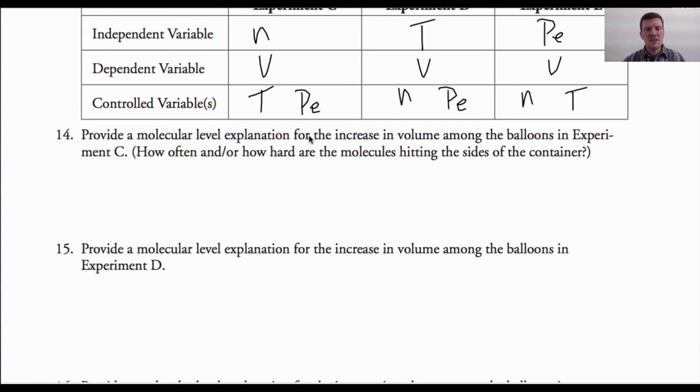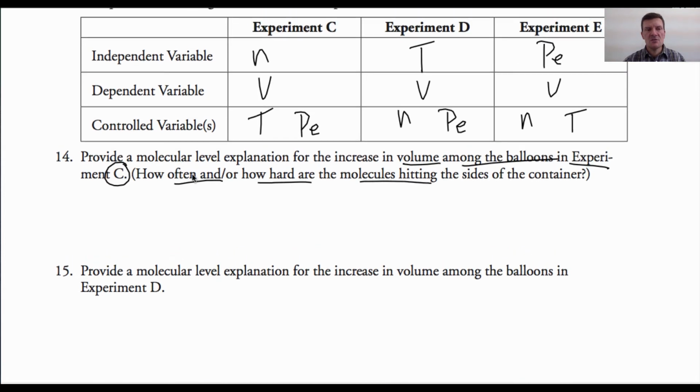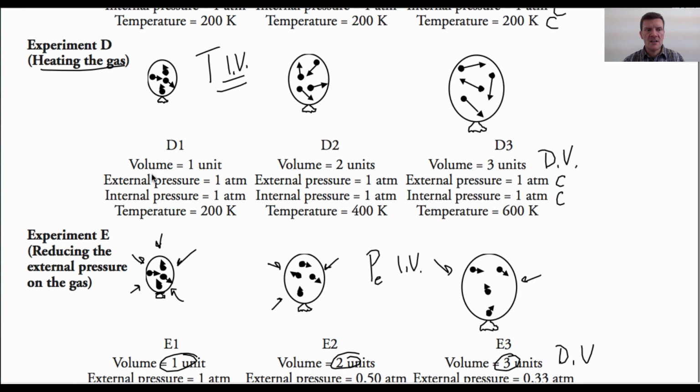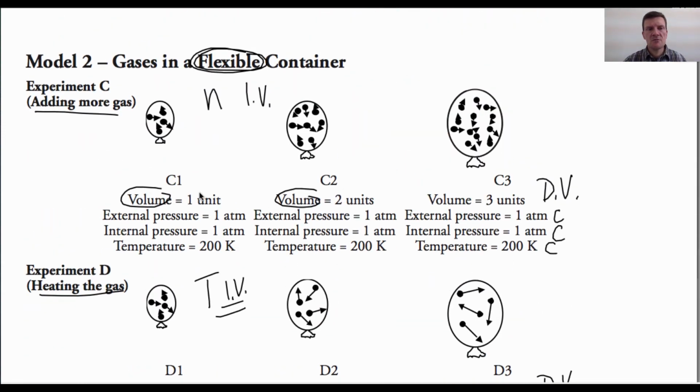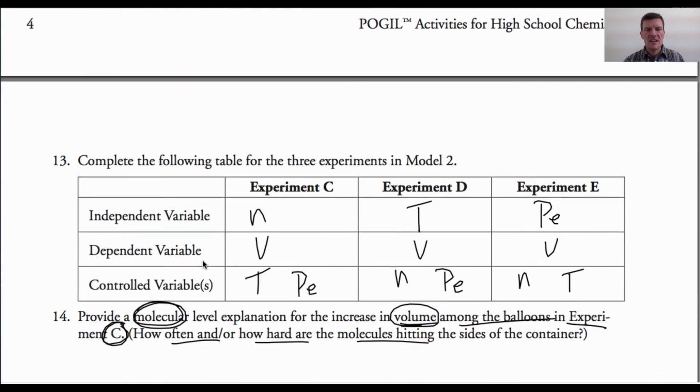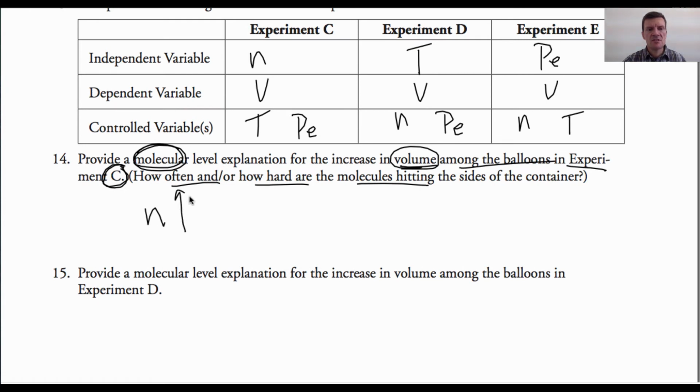Provide a molecular level explanation for the increase in volume among the balloons in experiment C. How often or how hard are the molecules hitting the sides of the container? So what it's asking you is to talk about the molecules. What are the molecules doing so that the volume is increasing in experiment C? If we look back up at experiment C, why is the volume increasing? That's because you're adding more and more particles. So basically, as the number of particles increases, the volume is going to increase because you have greater collisions.